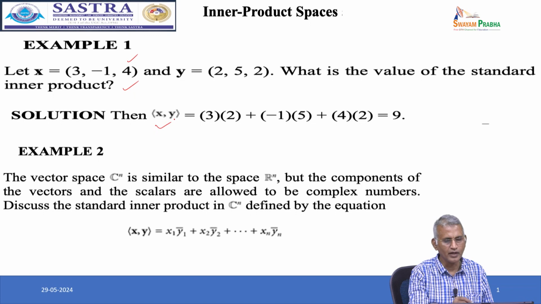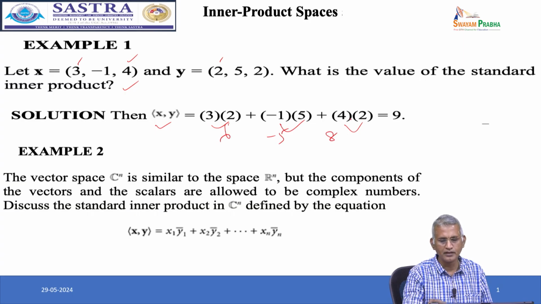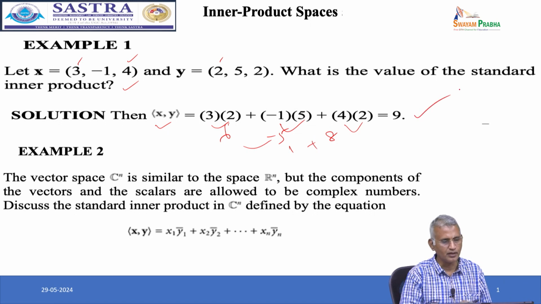Simply, inner product x comma y means you take 3 from the first component of x and 2 from the first component of y and multiply them, 3 into 2. Next one is minus 1 into 5, and third one is 4 into 2. So it becomes 6, minus 5, 8. Then add them: 6 minus 5 is 1, plus 8 equals 9. So this is the way we can use the inner product of two vectors.